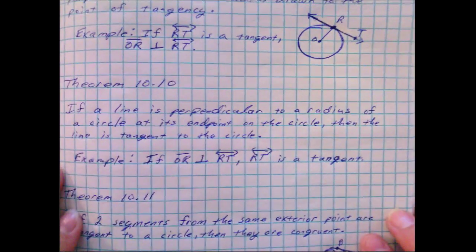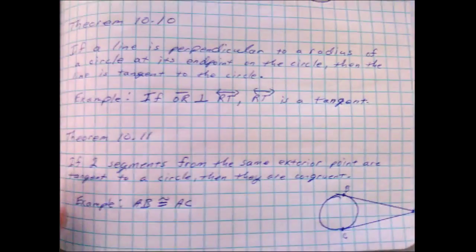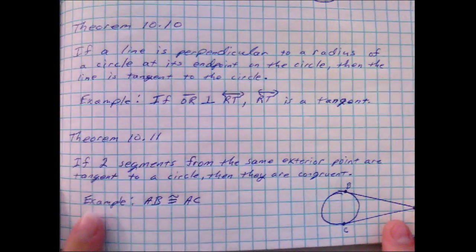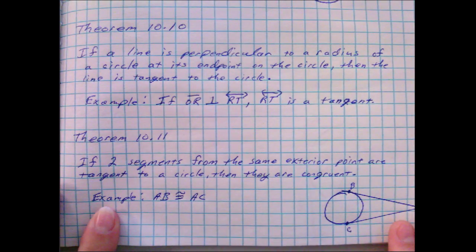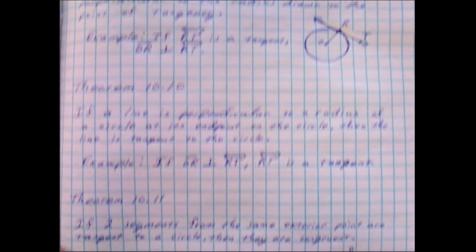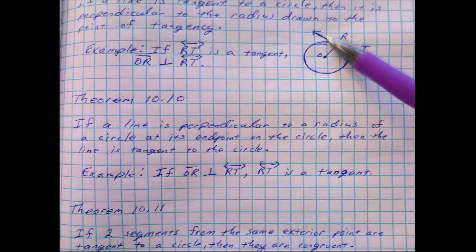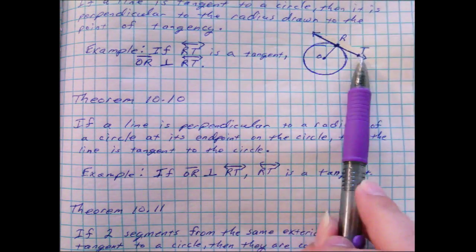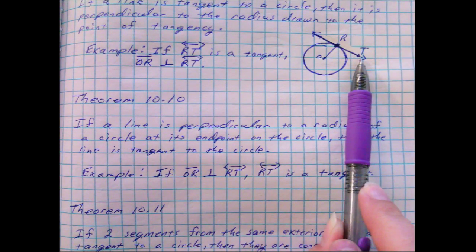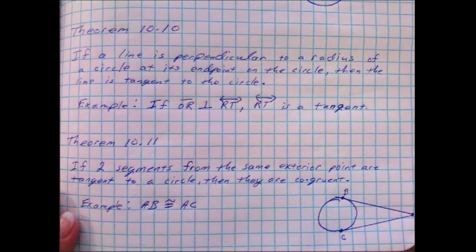So let's move on. We have a couple more theorems. So we have 10.10. It says if a line is perpendicular to a radius of a circle at its endpoint on the circle, then that line is tangent to the circle. So all that's saying is up here with this last one, it's just doing the inverse. If we know that these two lines are perpendicular, then we know that this line is a tangent line. Alright, and then 10.11.